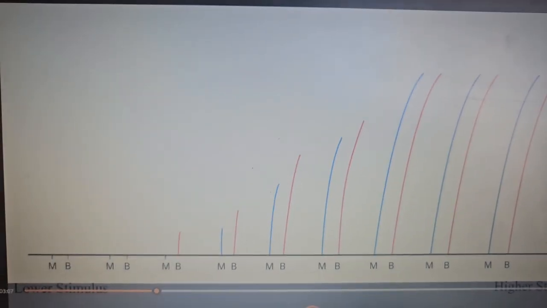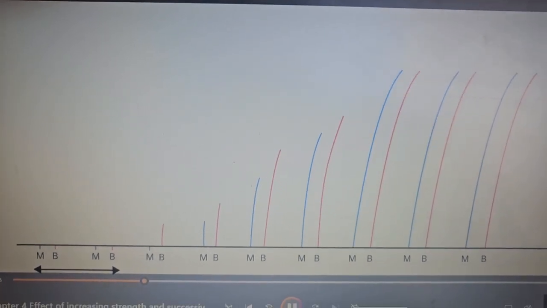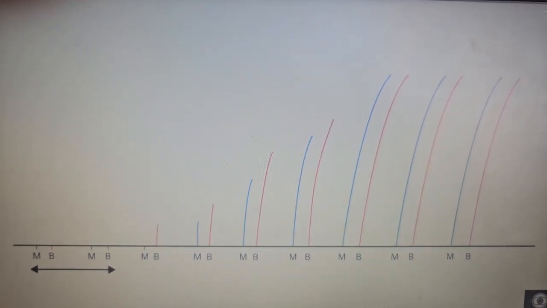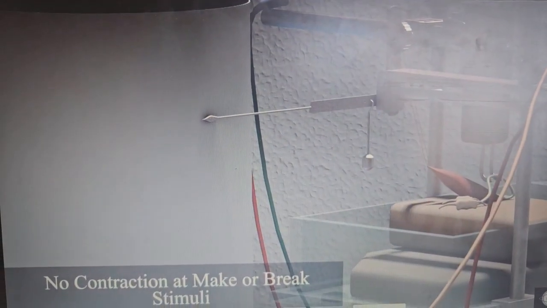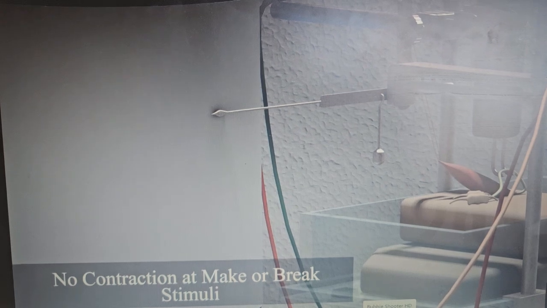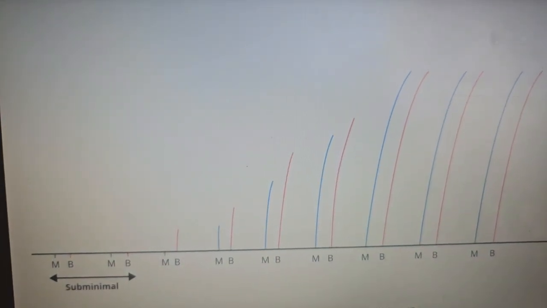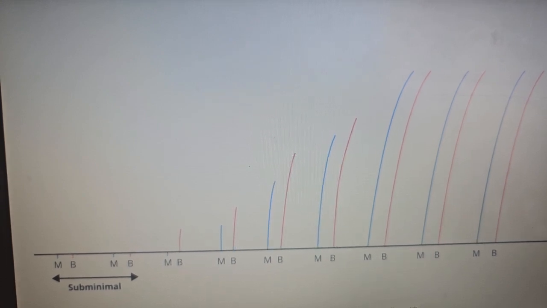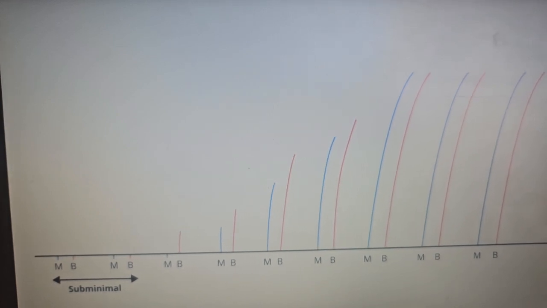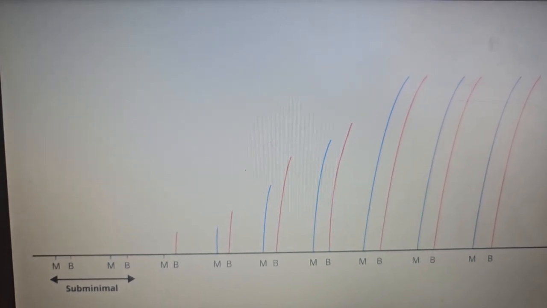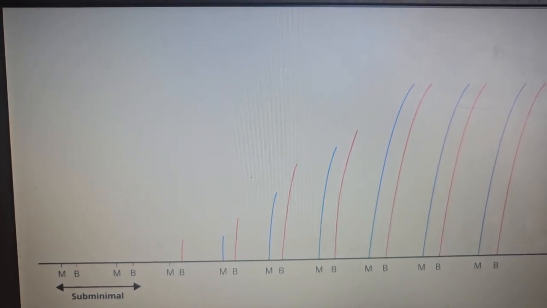Let's look at the recording and understand it. Initially, when the distance between the two coils was maximum, there were no contractions at either make or break stimulus. The stimulus at this point is called subminimal or subthreshold stimulus. A subminimal or subthreshold stimulus is a stimulus which does not evoke a response. The strength of the stimulus is not enough to generate a response.